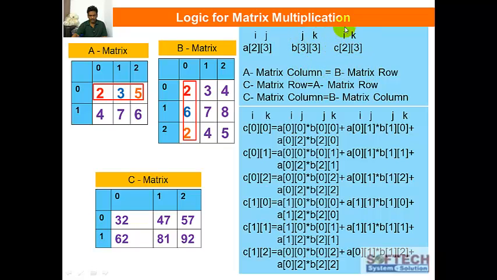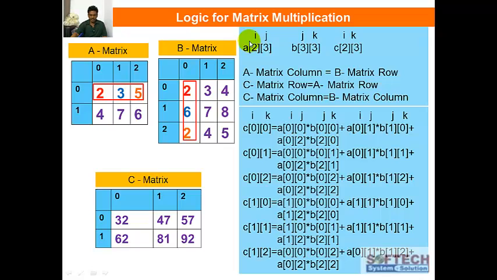Then the result values are stored in the C matrix. After the multiplication, the result will be stored in the C matrix. A is 2 rows 3 columns, B is 3 rows 3 columns. What will be the C matrix row and column? The A matrix row is the C matrix row. Then the B matrix column is the C matrix column.